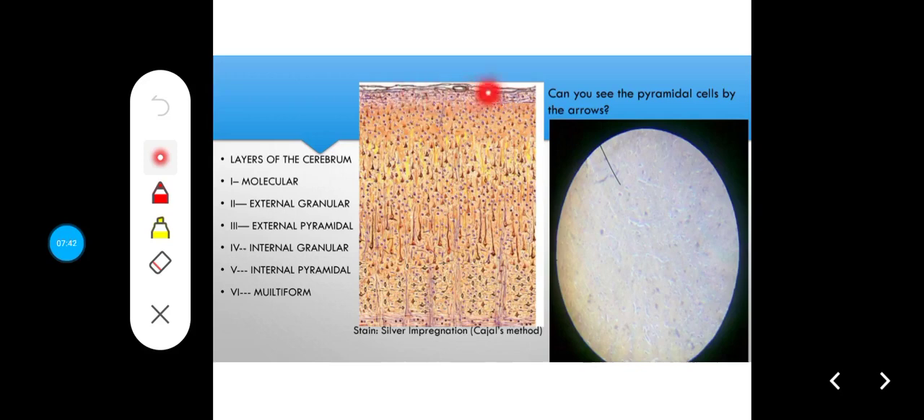Same thing here, pia mater. Then you notice a layer deficient in neurons. It contains a few neurons, but it has more processes. Then as you go deeper, you see more black dots.